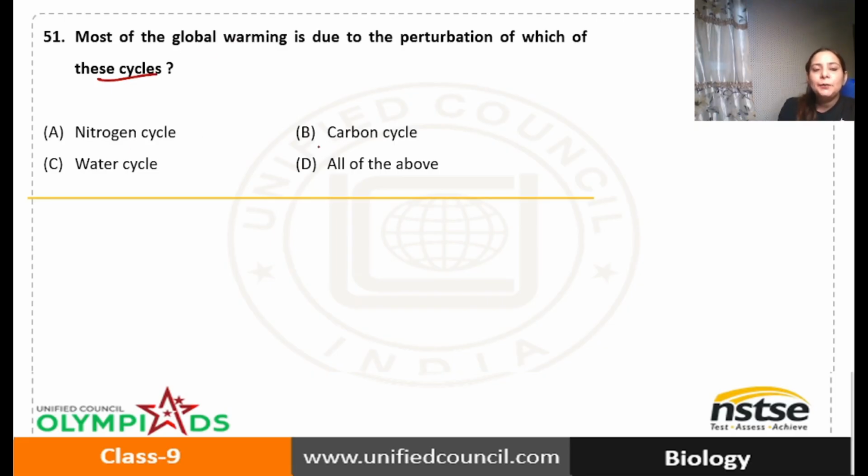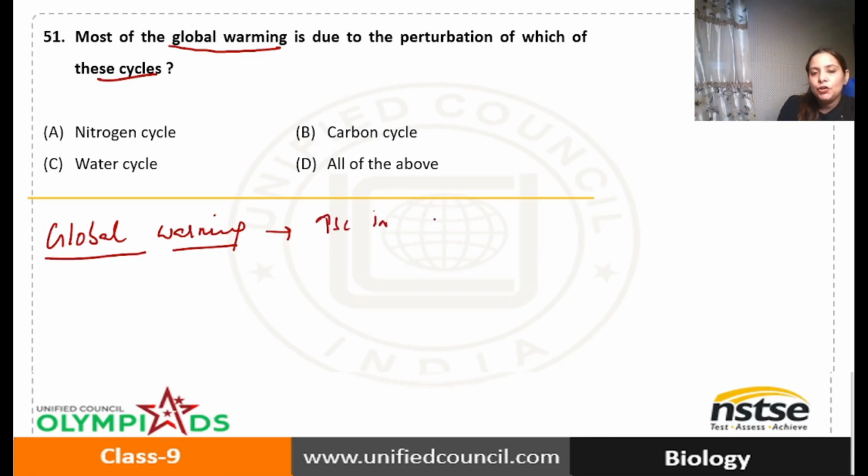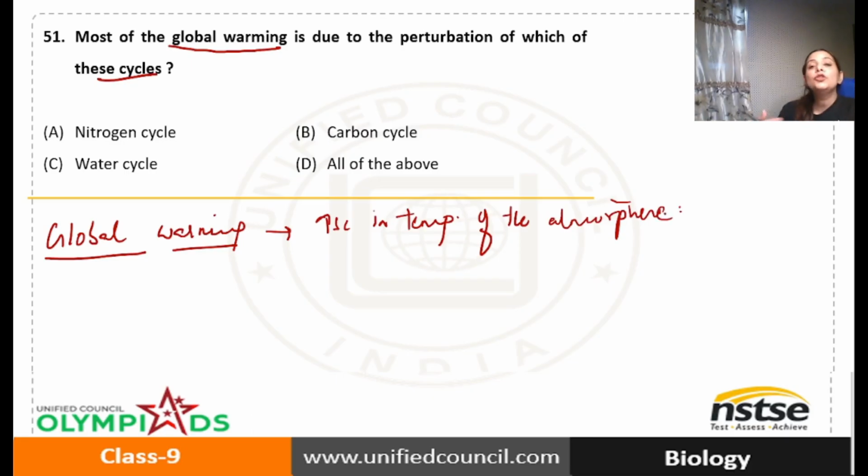Next question. Most of the global warming is due to perturbation of which of these cycles? Nitrogen cycle, carbon cycle, water cycle, or all of the above? Now let me explain global warming. What is global warming? Global warming means increase in the temperature of the atmosphere from its normal value, an excessive increase in the temperature of the atmosphere.